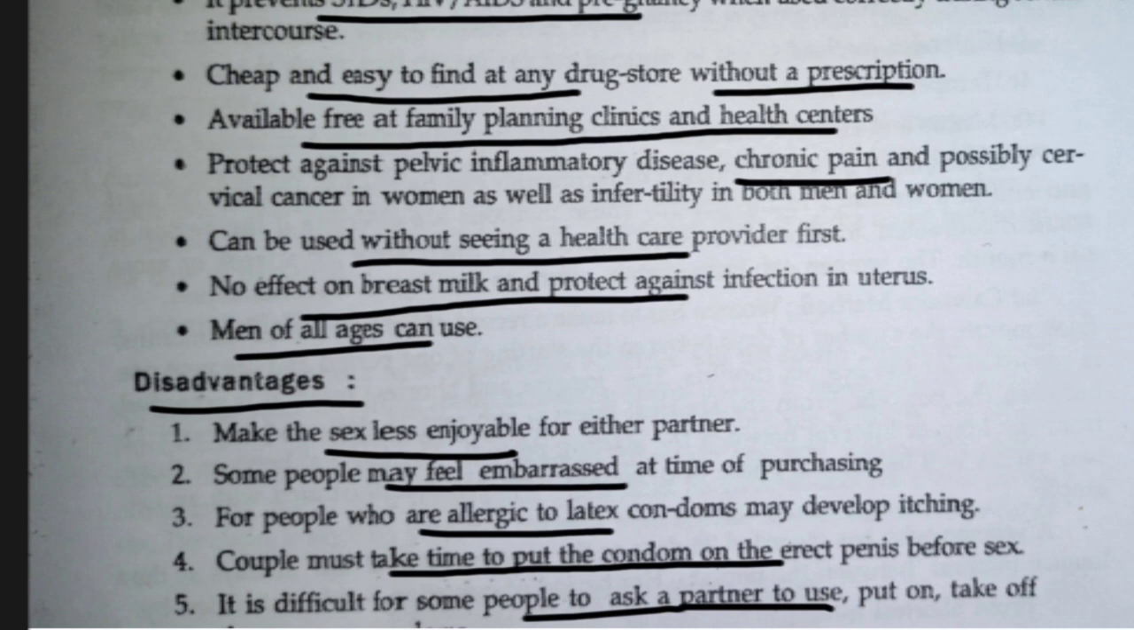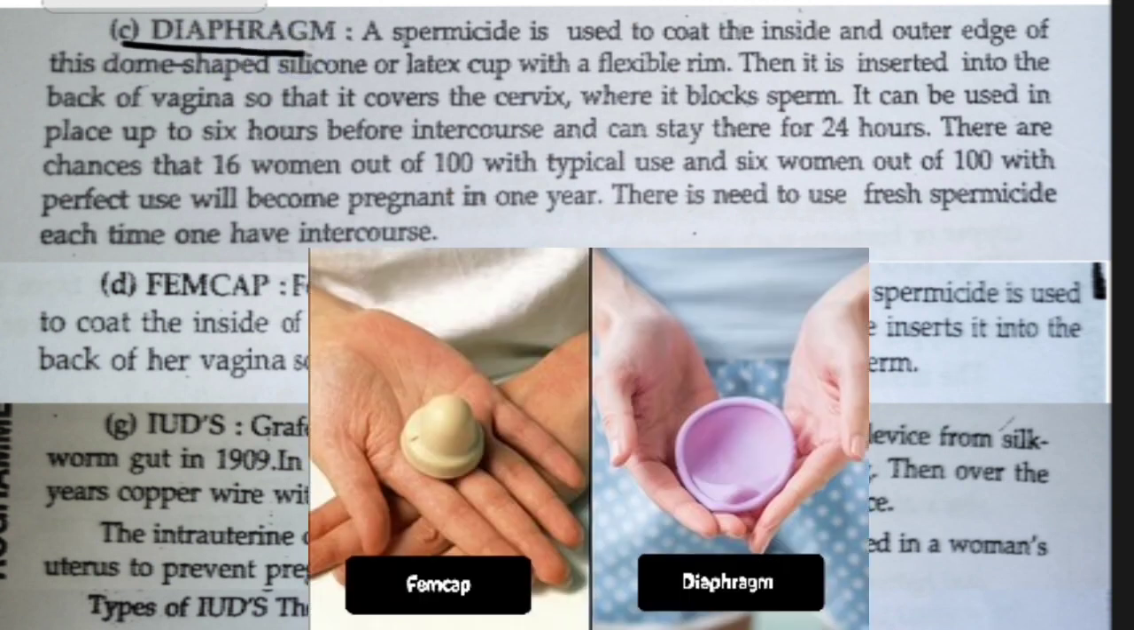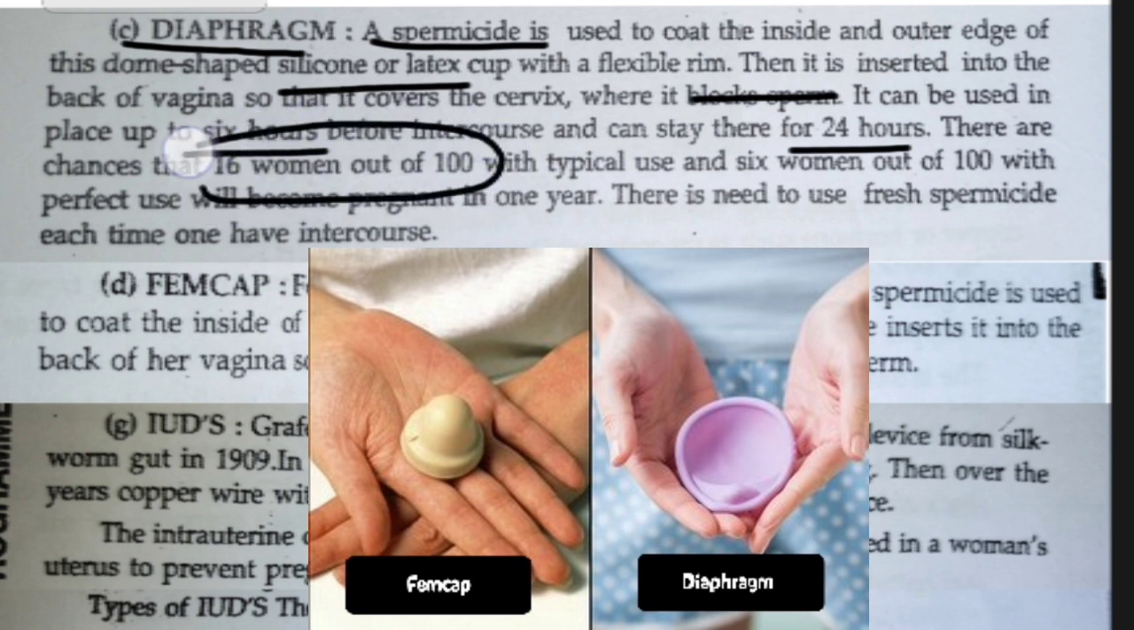These are the disadvantages. Next, the diaphragm, a spermicide-covered device with a silicone or latex layer, inserted into the vagina like the female condom, and it blocks the entry of sperm. It can be used up to 6 hours before having sex, and kept in for the next 24 hours, and there are no side effects. Even after using it, there is a 16% chance that a woman might get pregnant.